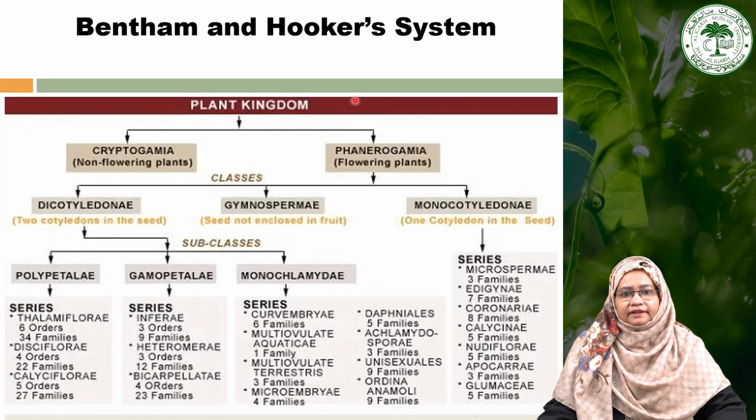Now, according to the Bentham and Hooker system, this family is placed in the class Dicotyledonae, in the subclass Monochlamydeae, and the series of this particular family is Unisexuales. Bentham and Hooker classified the Monochlamydeae into series and just mention the families. These series don't have any orders. So this belongs to the series Unisexuales.